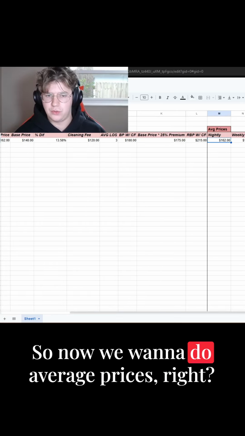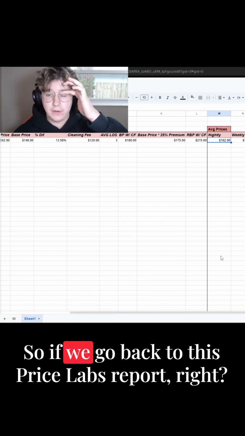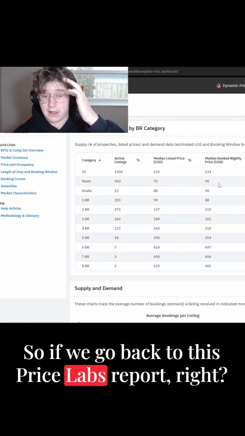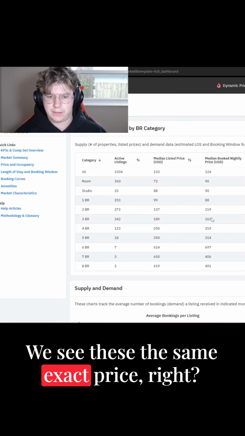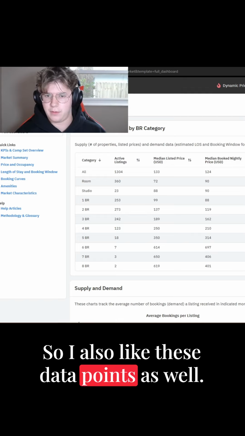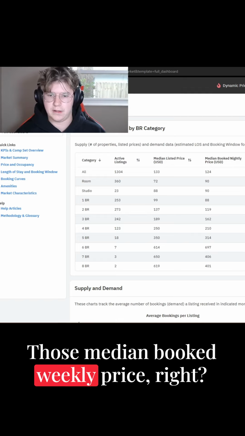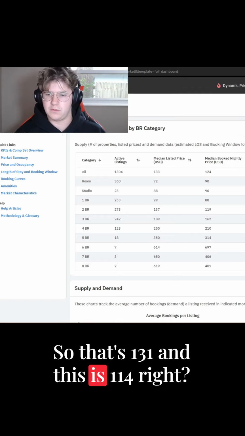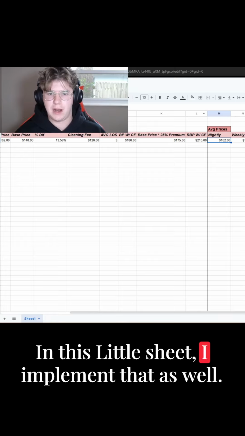So now we want to do average prices. If we go back to this Price Labs report, these are the same exact prices. 162 median booked nightly price. I also like these data points, as well as median booked weekly price. So that's 131 and this is 114. In this little sheet, I implement that as well.